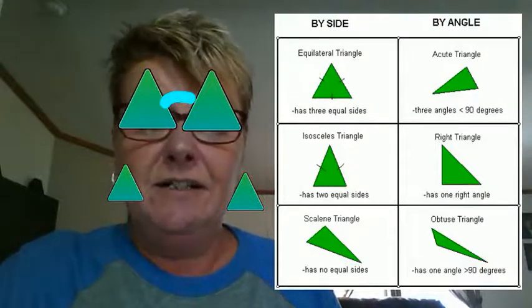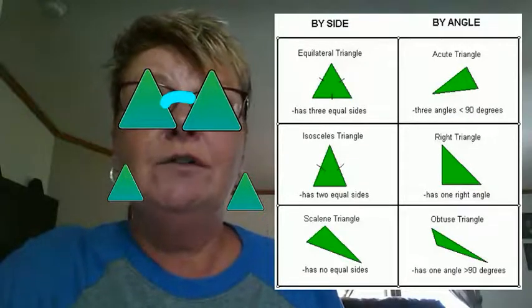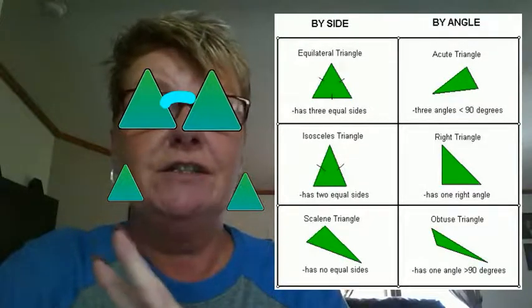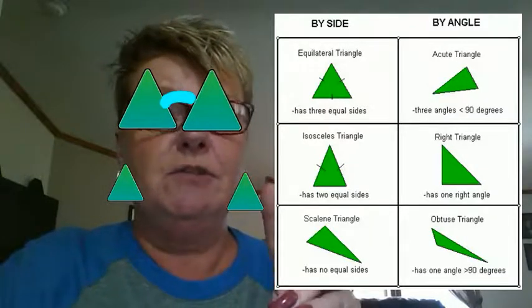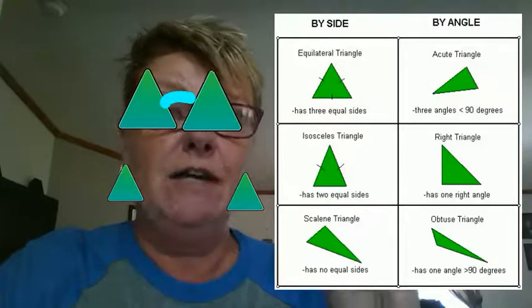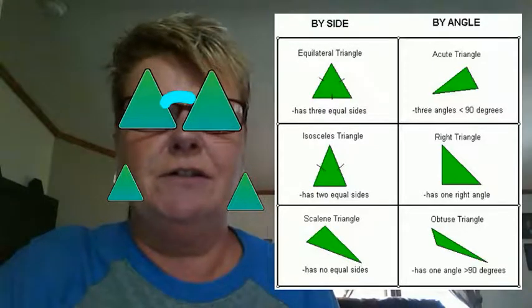Well, let's talk about triangles. Triangles have two names. Every triangle has two names. Just like you have a first name and a last name, triangles have two names. You have to look at first their sides and then their angles, or vice versa. It doesn't matter as long as you give them their names.